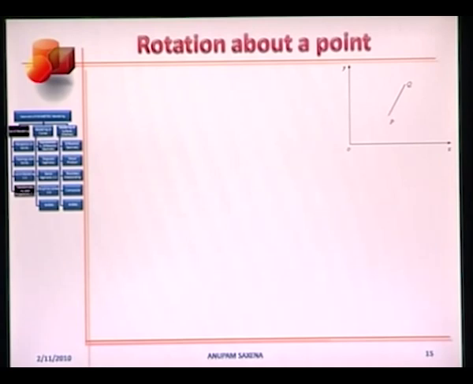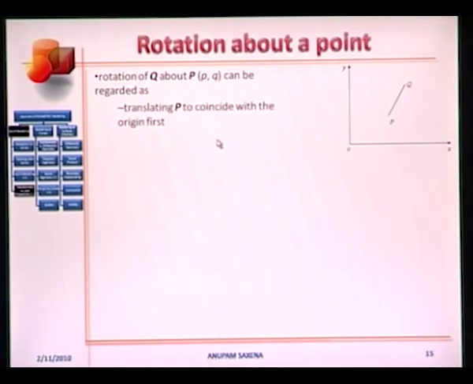We can use the knowledge that we have gathered before on both translations and rotations. Rotation of Q about P, of which the components of the position vector are p and q, small case, can be performed in the following steps. One can think of translating first point P to coincide with the origin, like here.